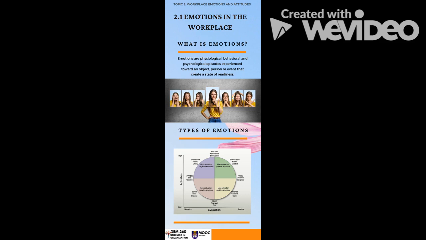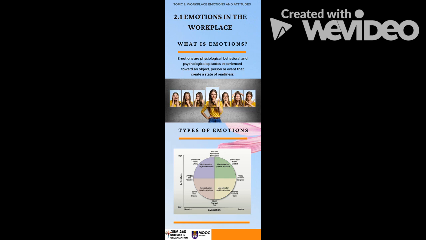Based on the definition, the components are: 1. Episodes or brief events. 2. Directed towards something. 3. Psychological. 4. Physiological episodes and 5. State of readiness. There are two features of all emotions. First, all emotions have some degree of activation. Second, all emotions have core affect, which evaluates that something is good or bad.